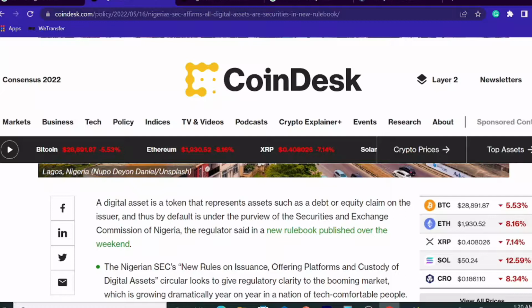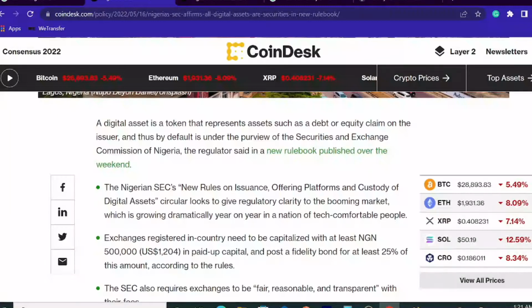A digital asset is a token that represents assets such as a debt or equity claim on the issuer, and thus by default is under the purview of the Securities and Exchange Commission of Nigeria, the regulator said in a new rule book published over the weekend. The Nigerian SEC's new rules on issuance, offerings, and custody of digital assets circular looks to give regulatory clarity to the booming market. We hope that this regulatory clarity will actually help us, those of us in the market.